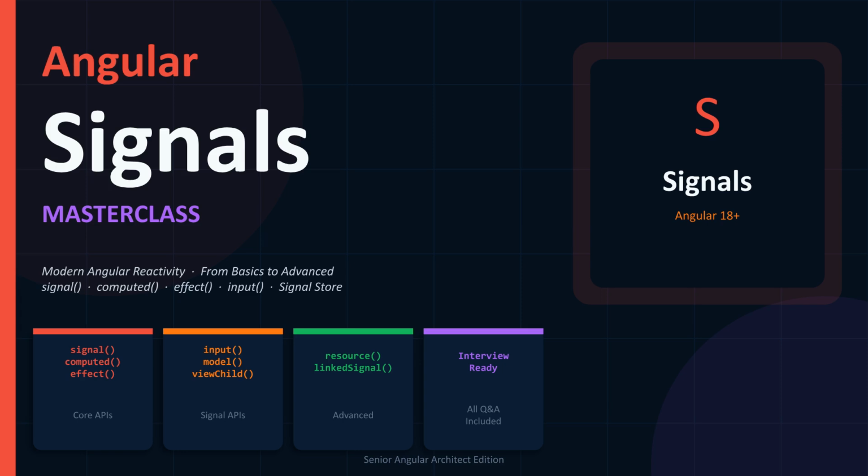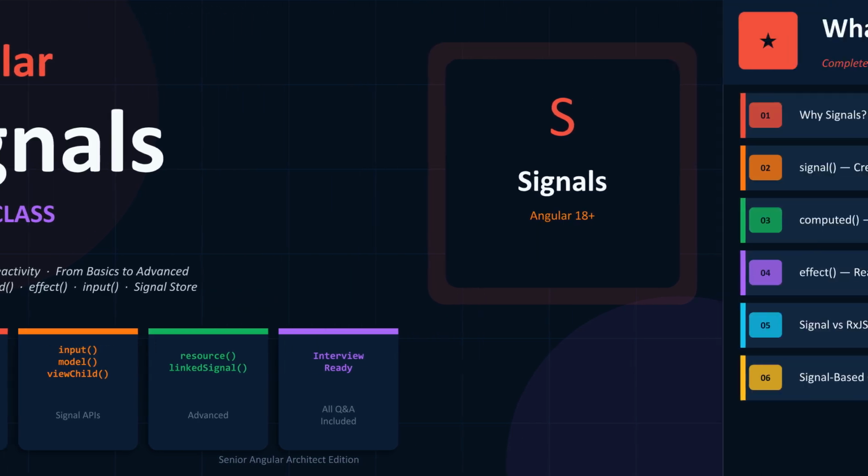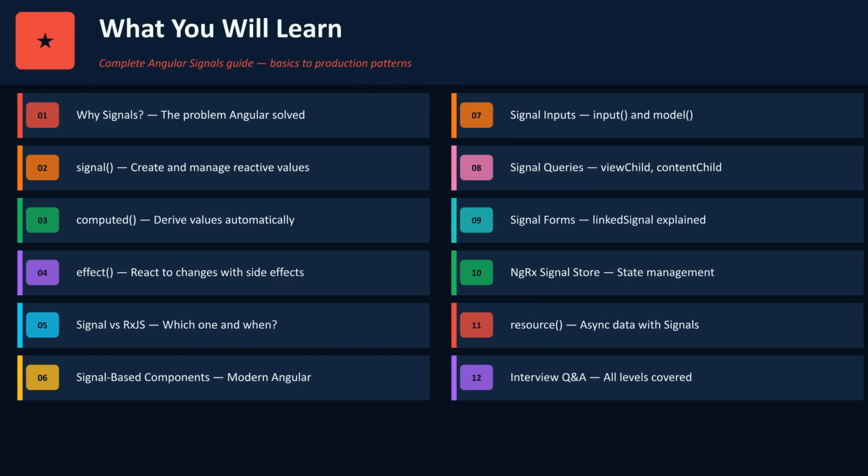This video is your complete guide to modern Angular reactivity, moving from the basics to advanced production patterns. We'll cover core APIs like Signal, Computed, and Effect, Signal APIs such as Input and Model, and advanced topics like Resource and Linked Signal. This video will cover 12 key topics, starting with the problem Angular Signals solved.